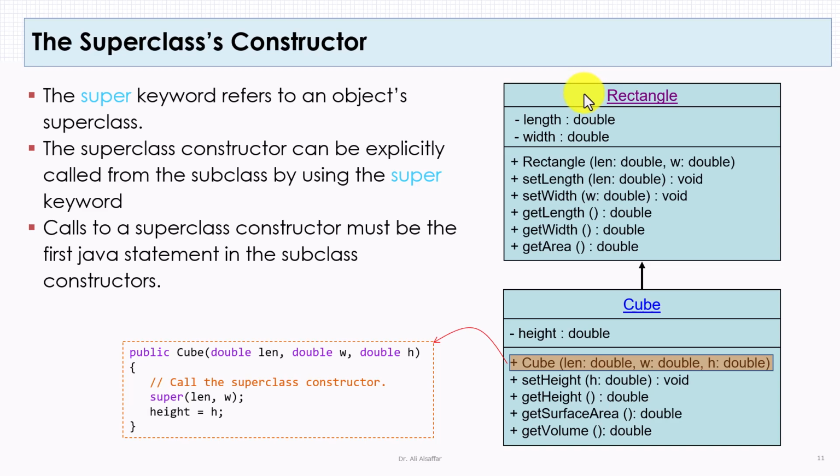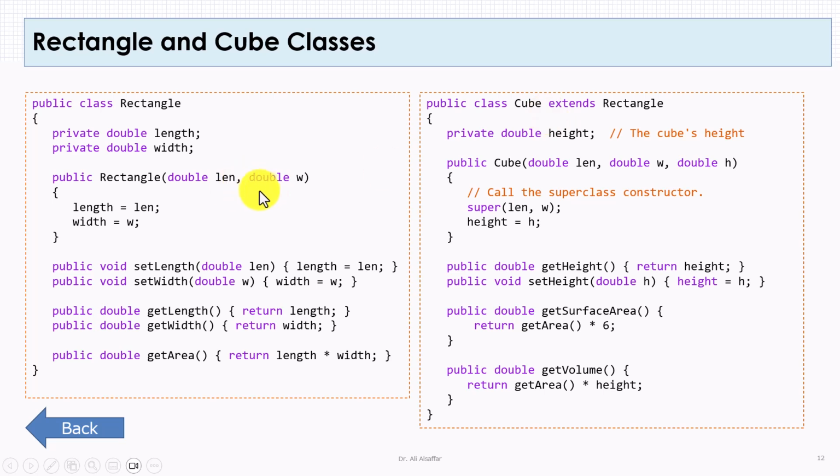Now let us have a look into the implementation of these classes. First is the rectangular class. It has two private data members, length and width. The constructor, this is not default because it has arguments. Set and get methods for length and width, as well as a method that computes the area by multiplying length by width.